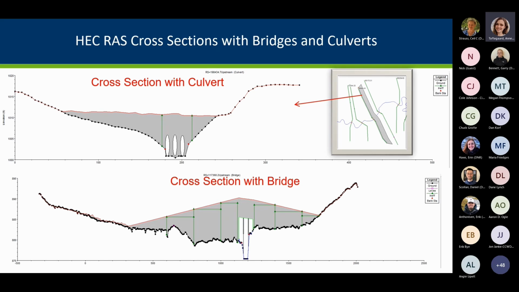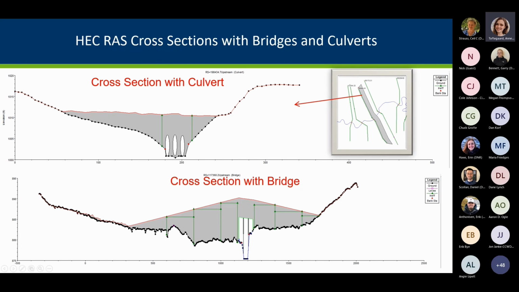Some of our earlier Zone A modeling didn't actually include a lot of culverts or bridges; they just assumed that the water would go over the roadway embankment. And some of the effective models that FEMA has are pretty old.